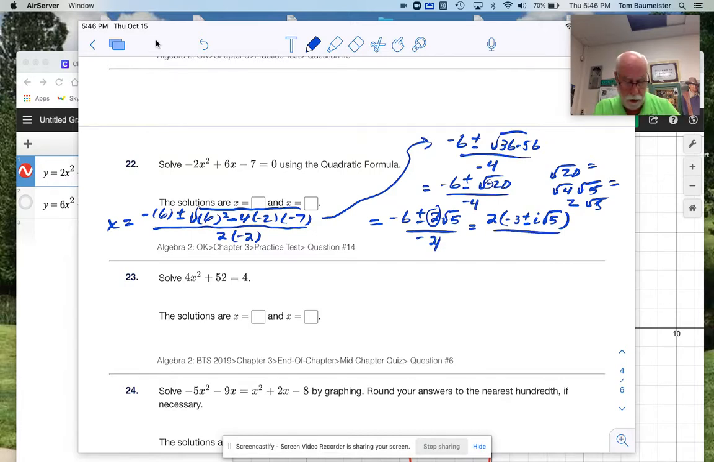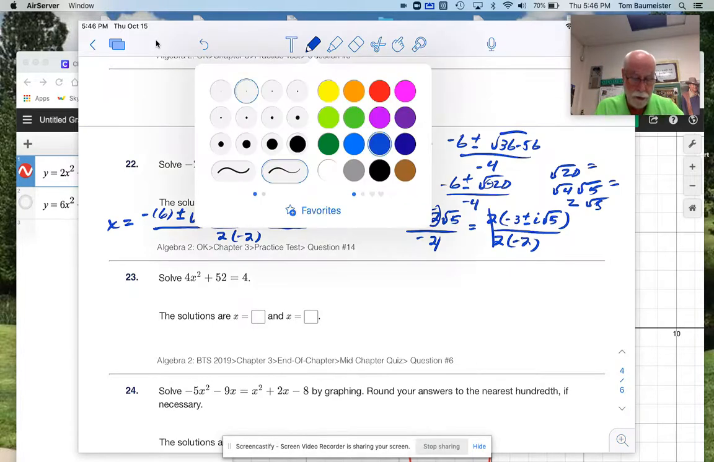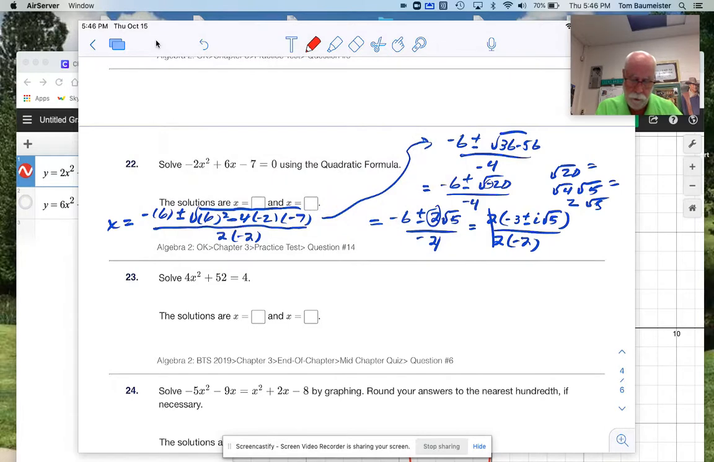All right, and excuse me, that was 4 there. So then I'd have 2 times negative 2 here. So what they did is they took this, and then they made their answer negative 3 plus i root 5 over negative 2, and negative 3 minus i root 5 over negative 2.